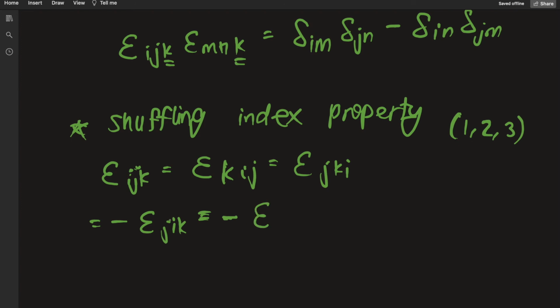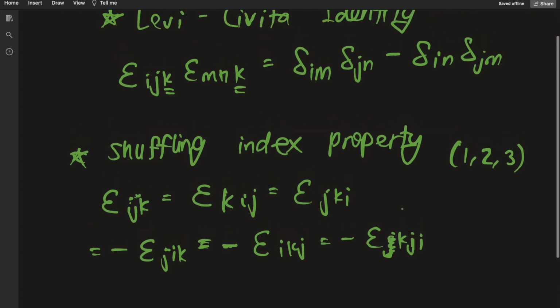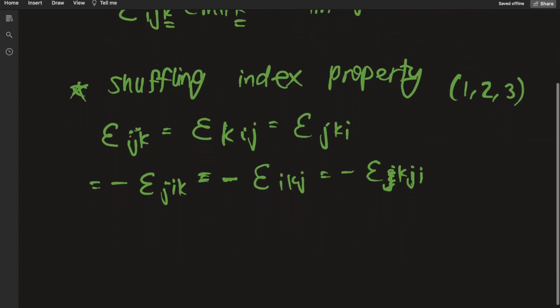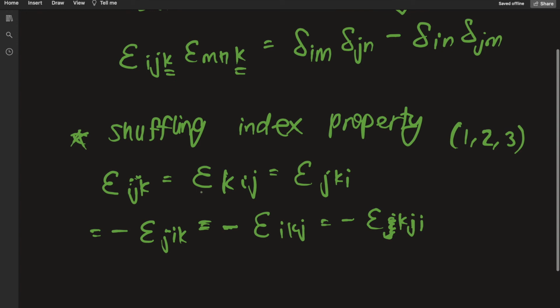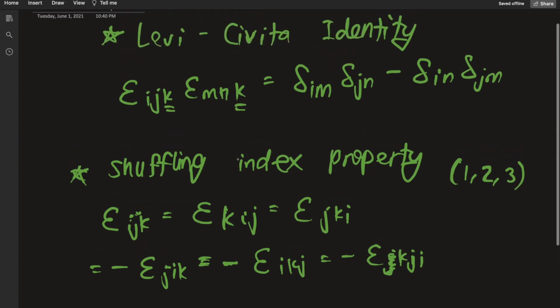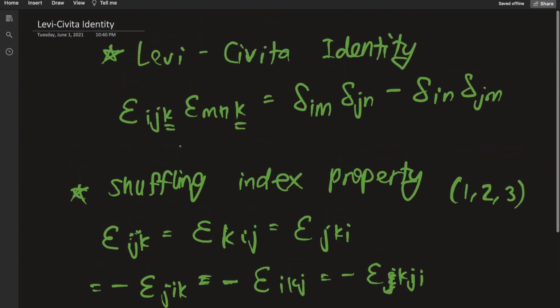Again, you can do another odd permutation and put a negative, ikj. Again, do the last one, which is, I believe, kji, my bad, kji. And so what really happens is you use this property of shuffling indices, and then if the last indices of both Levi-Civitas match, you can use the Levi-Civita identity.